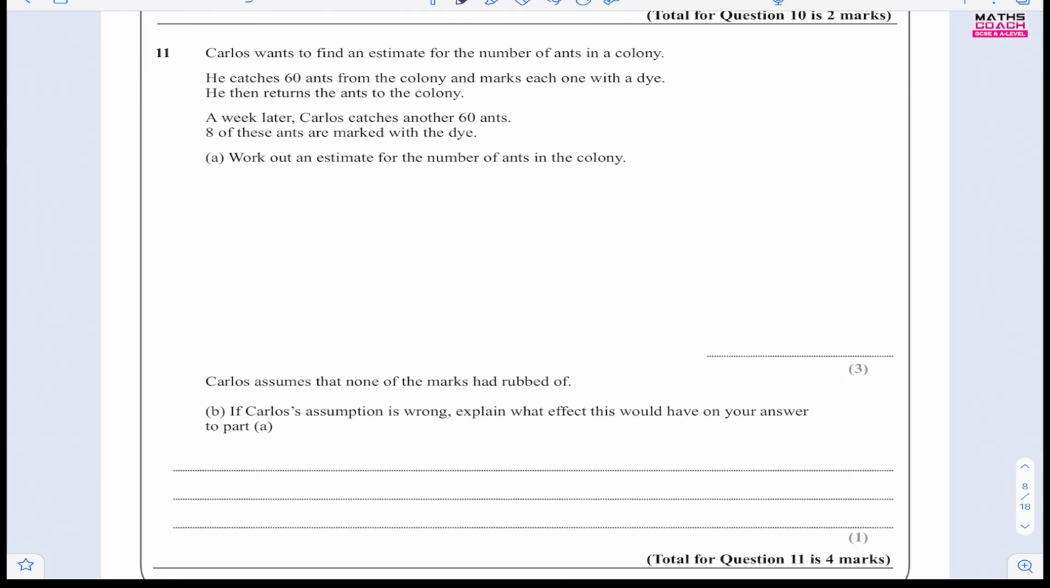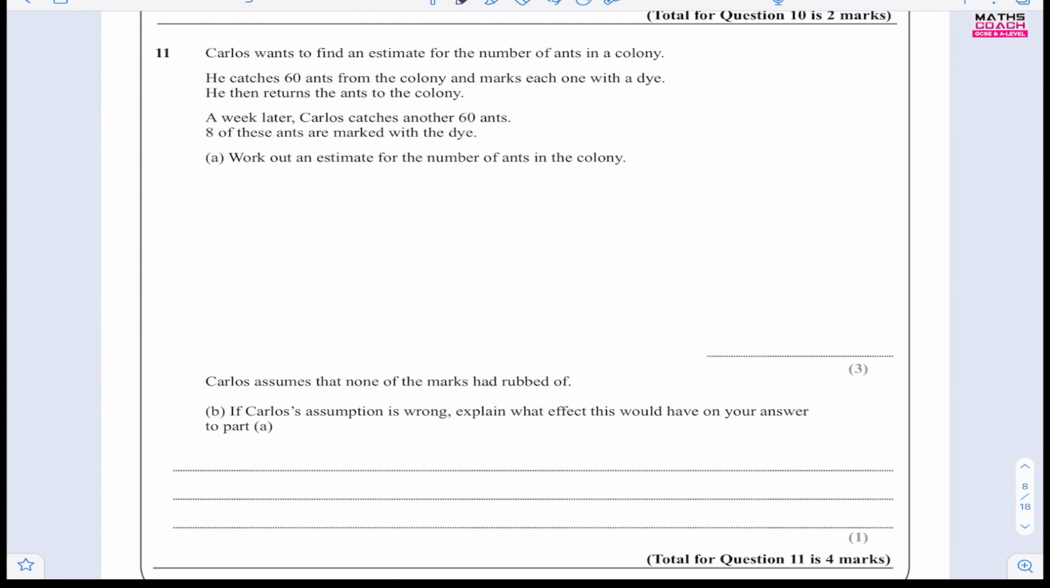Question 11. Carlos wants to find an estimate for the number of ants in a colony. He catches 60 ants from the colony and marks each one with a dye. He then returns the ants to the colony. A week later, he comes back and catches another 60 ants. 8 of these ants are marked with the dye. Work out an estimate for the number of ants in the colony.